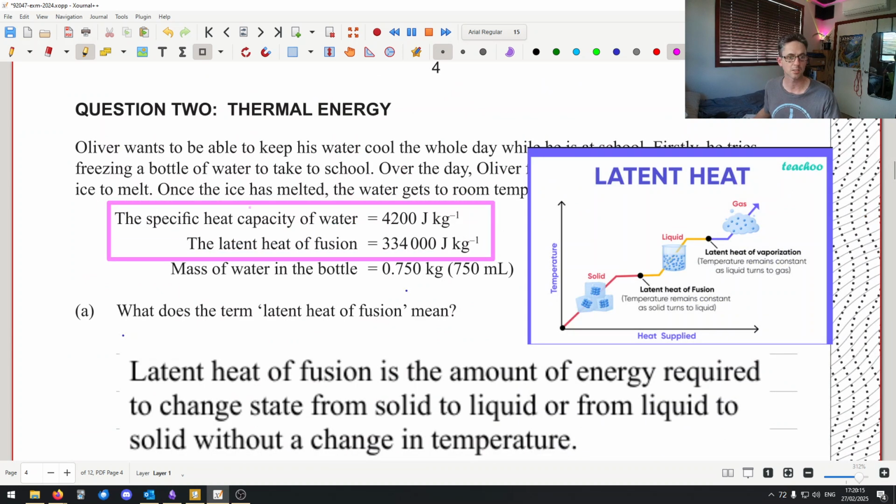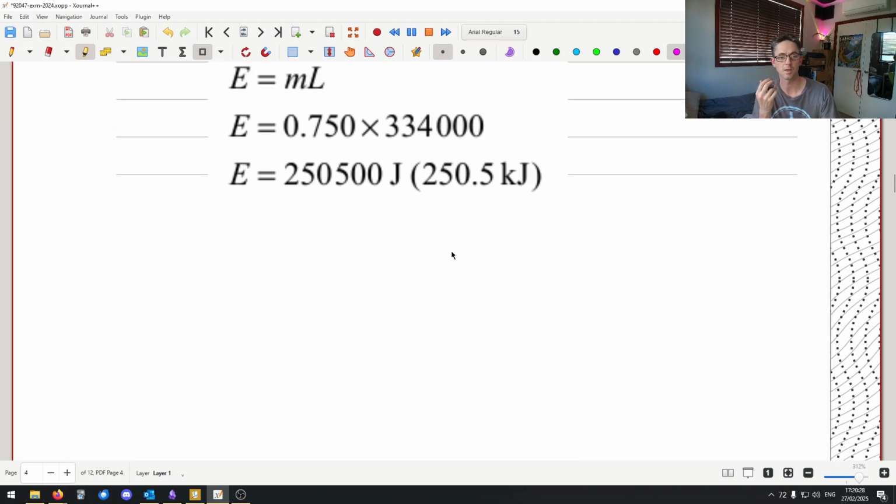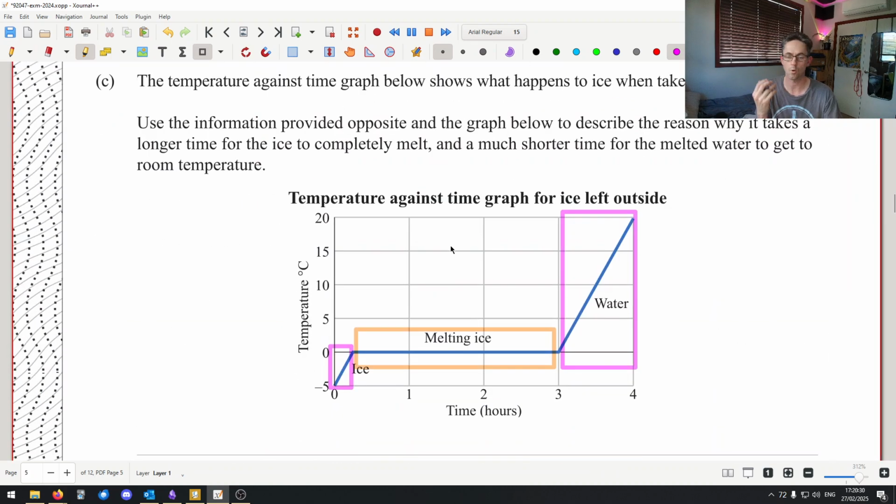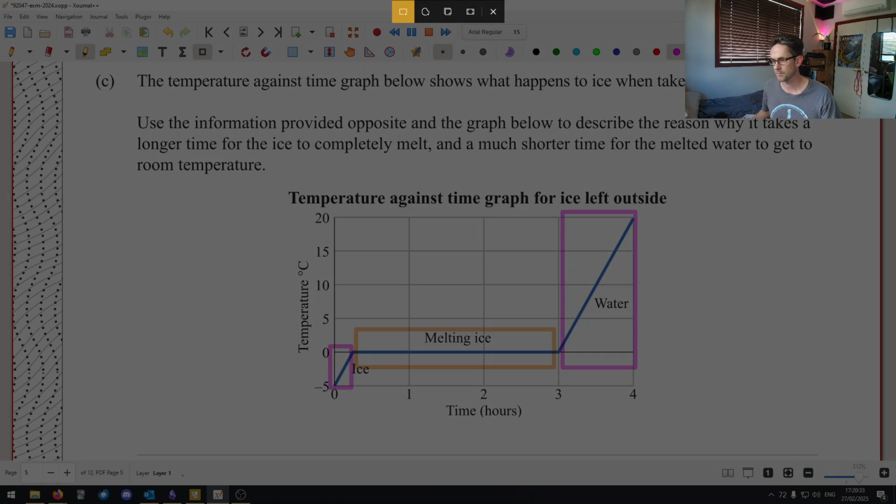So the specific heat capacity of water, that top one, is to do with increasing the temperature of the water, or even the solid water, the ice. Whereas the latent heat of fusion, notice that it's a much bigger number. And because it's a bigger number, the latent heat of fusion requires so much more energy to get things done.